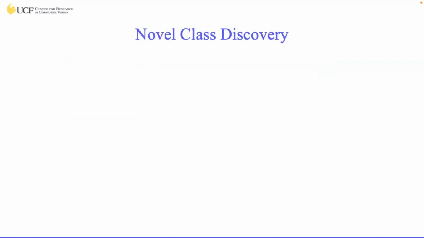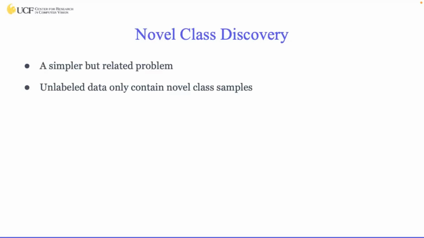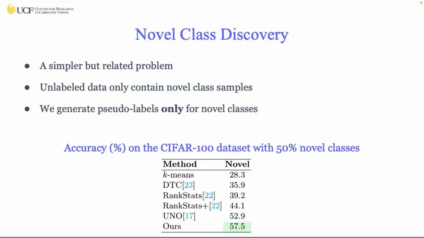This is another interesting experiment where we extend our method to solve a different task, which is novel class discovery. It's a simpler but related problem. And the assumption in here is that the unlabeled data only contain novel class samples. In our case, unlabeled data can contain both samples from known and unknown classes. To extend our method for this problem, we generate pseudo-labels only for novel classes. We report results on the CIFAR-100 dataset, where 50% of classes are novel. And even on this problem, we see that our method achieves state-of-the-art results by a large margin.